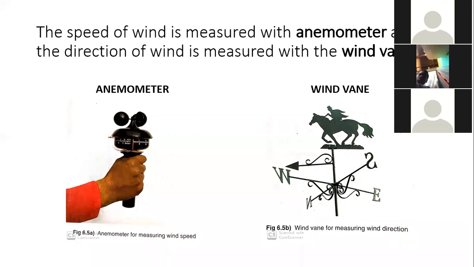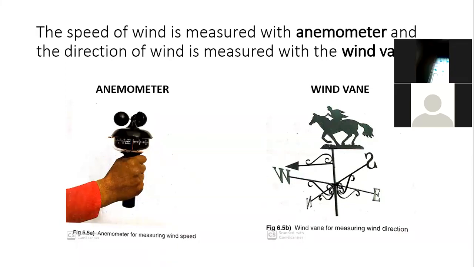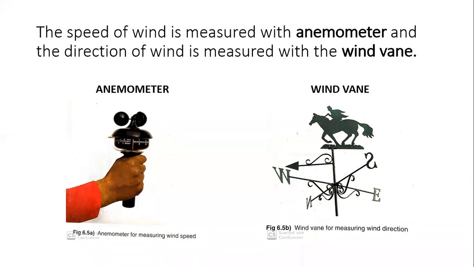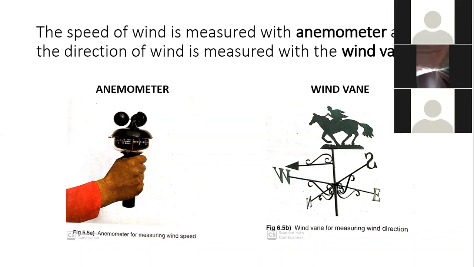There's a scale for you to record the speed. But the wind vane just shows you the direction of wind based on the cardinal points, that is west, north, south, and east. So this gives you the idea about wind. So remember, wind is air in motion. The speed of wind is measured with an anemometer, then the direction with a wind vane.